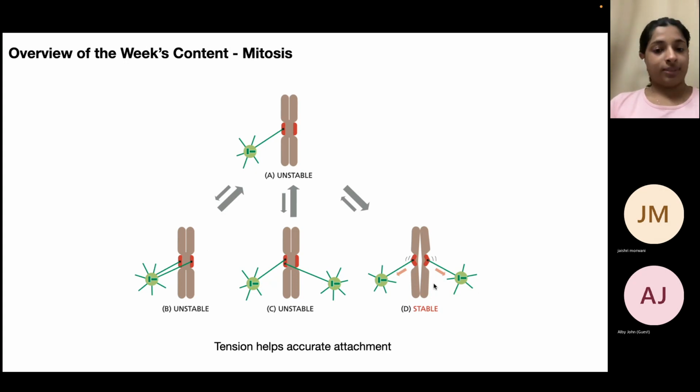Now, if this biorientation does not happen, then the cell ensures that the interaction is not stable. Say only one end of the spindle pole is attached to a chromosome, the interaction is not stable. Say both ends are attached to the same spindle pole, again, it's not stable. Say two different ends are attached to the same sister chromatid, again, it is unstable. Only when there is proper attachment of one pole to one kinetochore and the other pole to the other, there is a stable interaction. They have identified that the factor that decides if it's stable or unstable is tension.